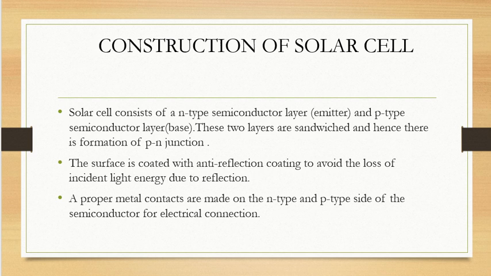The surface is coated with the anti-reflection coating to avoid the loss of incident light energy due to the reflection. The surface of the solar cell is coated with the dark color so that it can absorb the maximum heat and there should not be the loss of any heat. Next point is proper metal contacts are made on the n-type and the p-type side of the semiconductors for electrical connection.